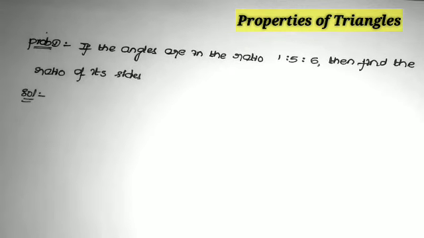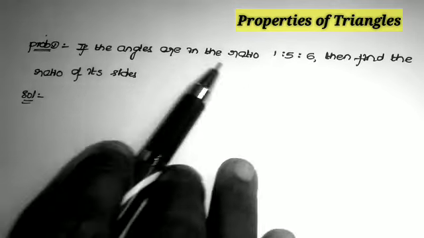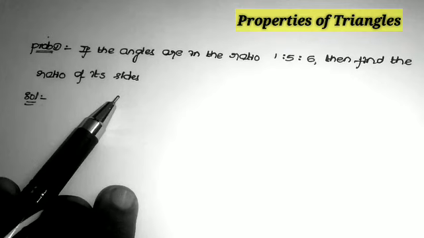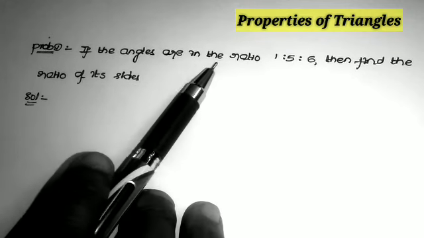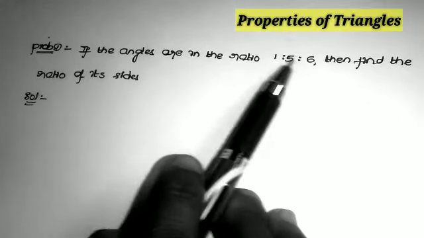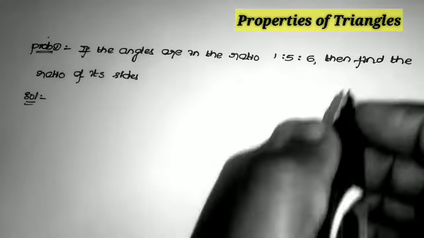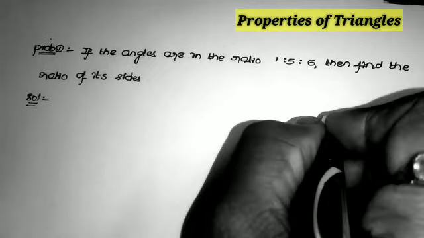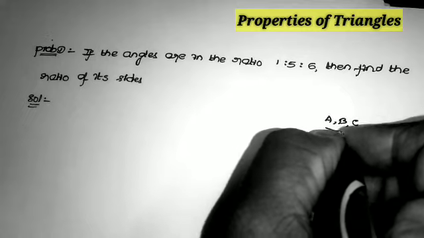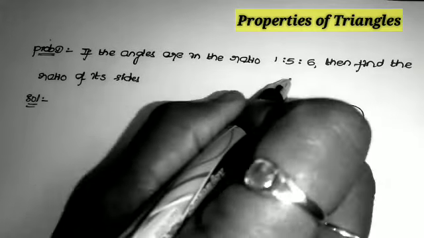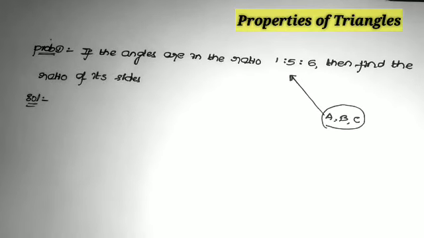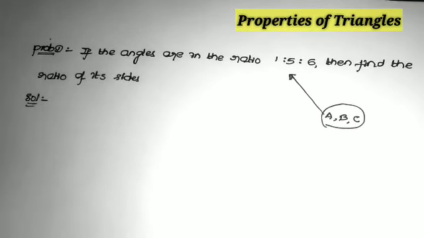First question, if the angles are in the ratio 1:5:6, then find the ratio of its sides. Here angles means angles of the triangle. So what is given? Angles are in the ratio 1:5:6. So what are the angles of a triangle A, B, C? Given that angles are in the ratio 1:5:6 means A is to B is to C is equal to 1:5:6. That is the given data.